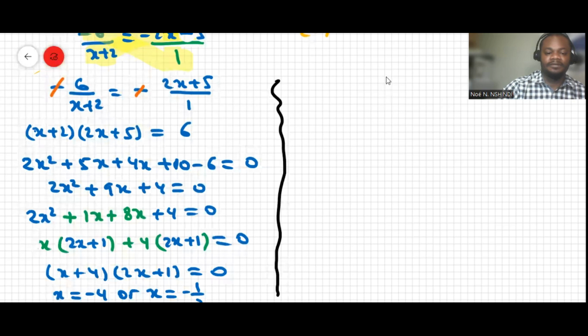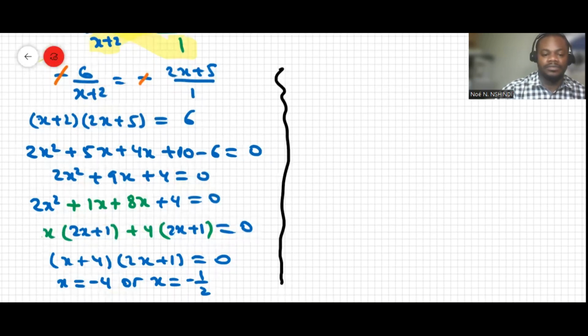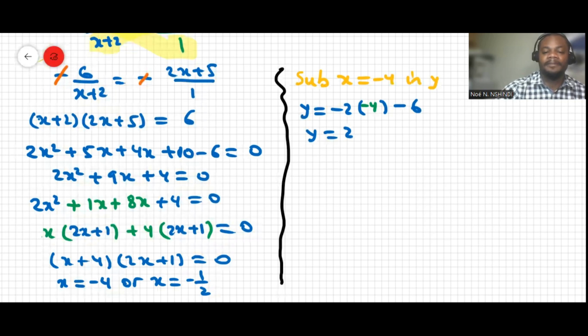So I'll say here, sub x equal to negative 4 in y, then y will become negative 2x minus 6. So we sub negative 4 there, and then we get y will be equal to 2, okay? And then sub x equal to negative a half in y, and then y will become negative 5.